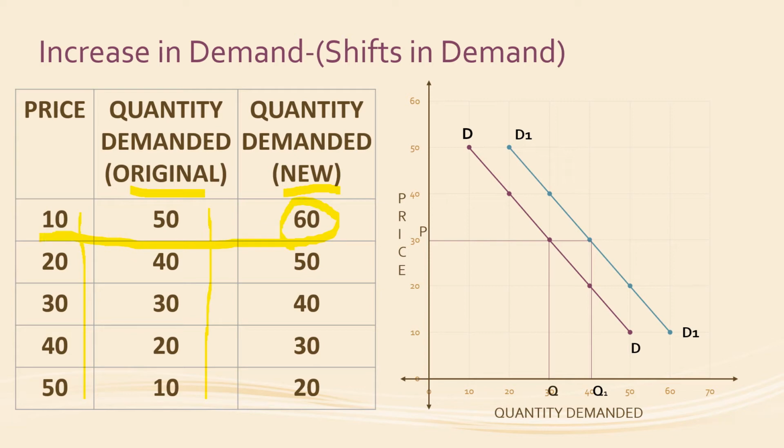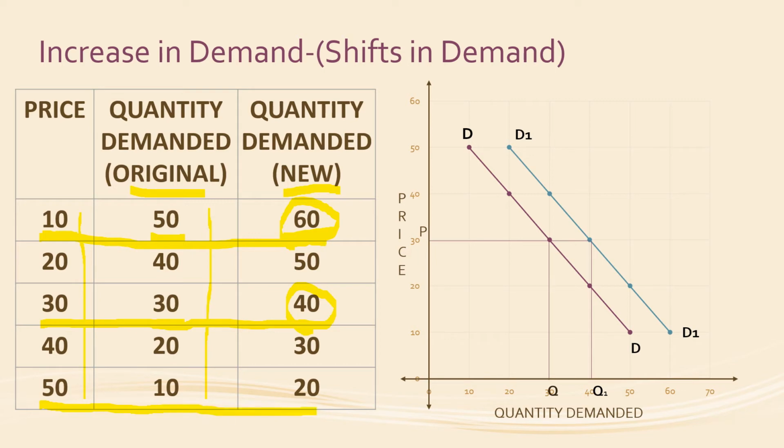For example, at price rupees 10, earlier the consumer was demanding 50 units. But now perhaps his income has increased, so he's in a position to demand a higher quantity. Same way, at price 30, earlier the quantity demanded was 30 units. But now perhaps the tastes and preferences have changed and the consumer demands a higher quantity now at the same old price. Say again at price 50, he has an expectation that the price of this same commodity is going to rise in the future.